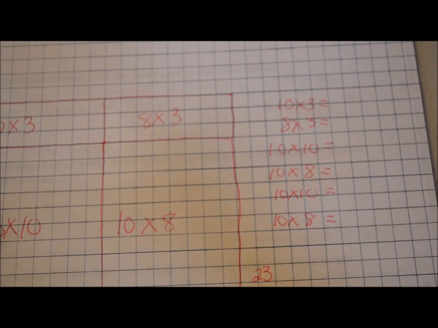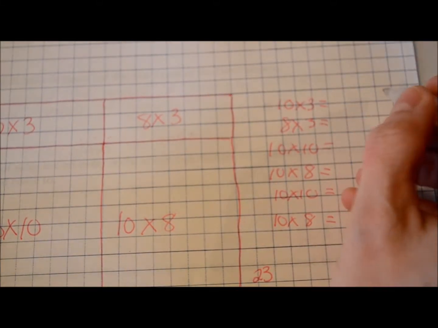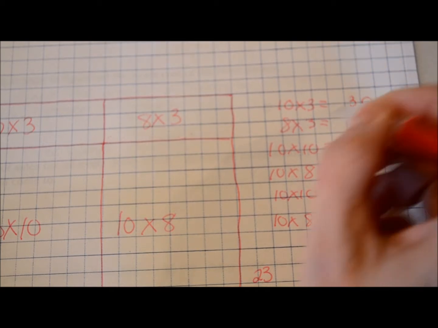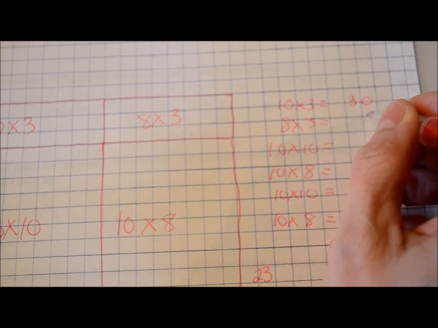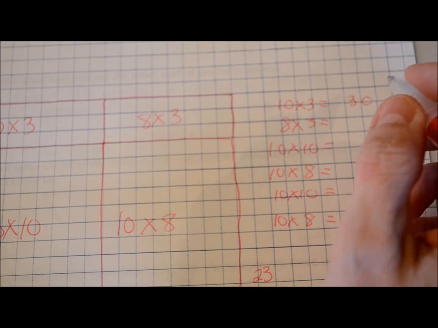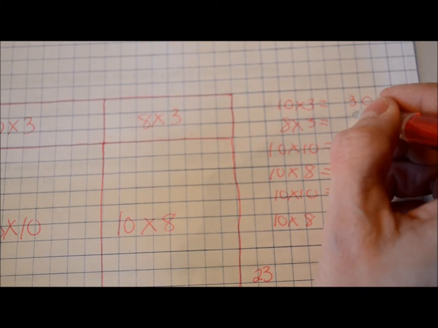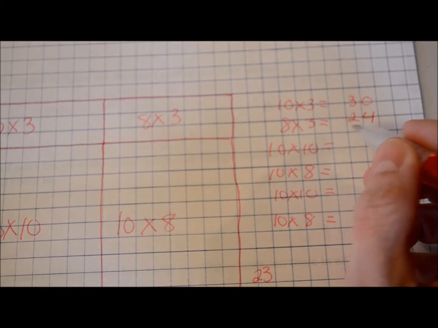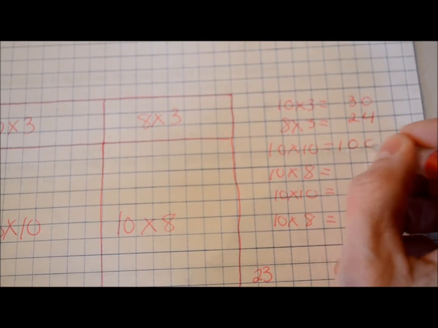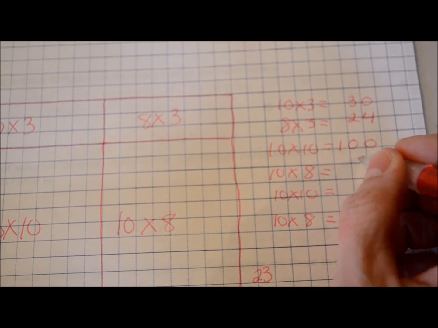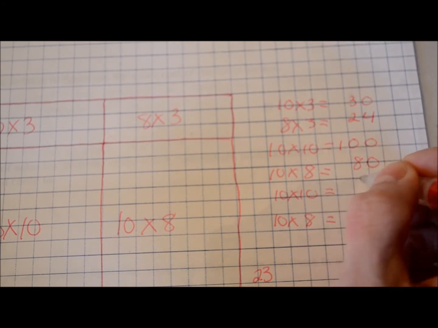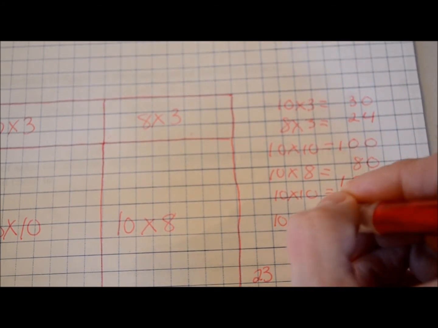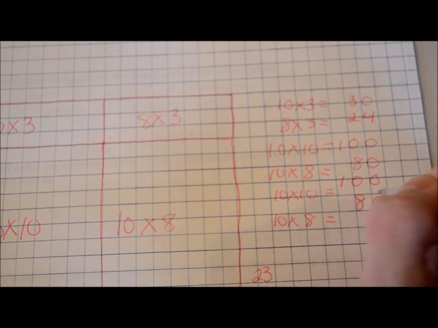We're going to start doing our multiplication. So 10 times 3 is 30. 8 times 3 is 27. No, it's not. 8 times 3 is 24. This is why we practice our multiplication. 10 times 10 is 100. 10 times 8 is 80. 10 times 10 is 100. 10 times 8 is 80. And I should have lined that up a bit better.